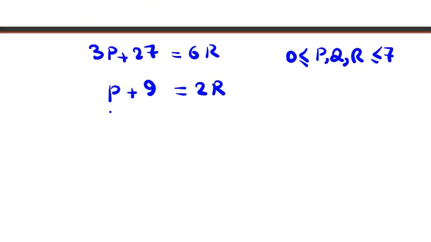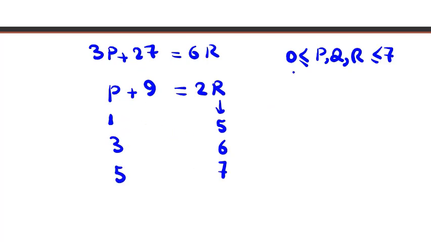And P will be what? Let's check the cases. R is at most 7. Because P is at least 0 and P plus 9 is even, R is at least 5, because if R is 4, it is 8 and that is not enough. 5, 6, and 7 are the only possible cases. For 5, it is 10, P will be 1. For 6, it will be 12, and P will be 3. For 7, it will be 14, and P will be 5.